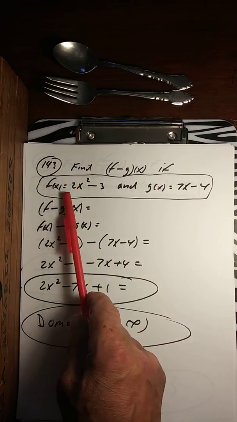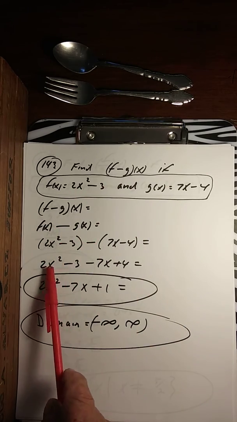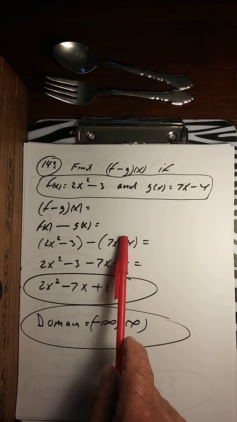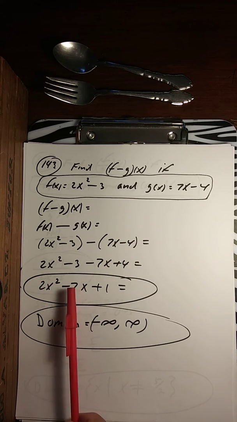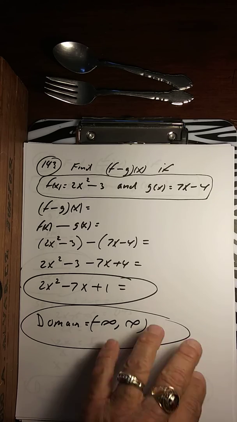f minus g of x, if you have the two functions right there. Subtract the first one minus the second one. So this one minus 7, minus is plus. So we have 2x squared minus 7x plus 1. And domain is negative infinity to infinity again.